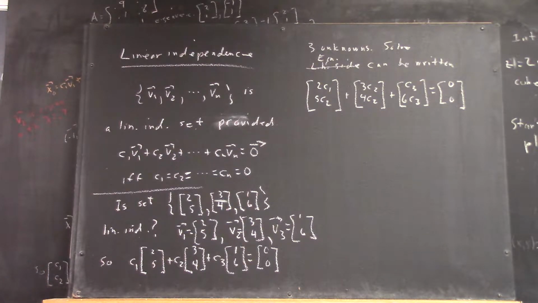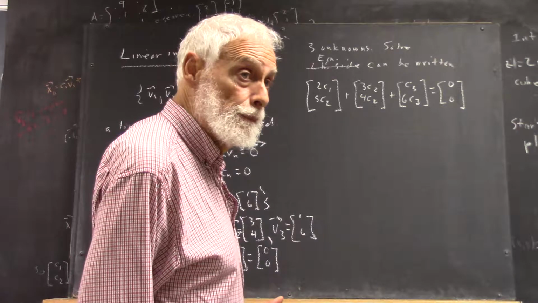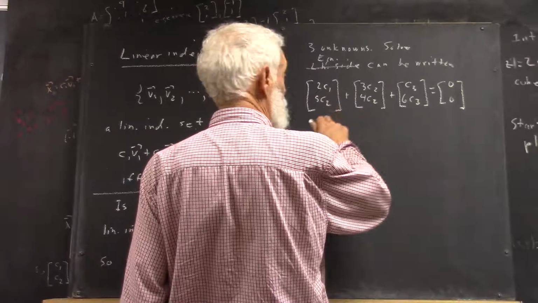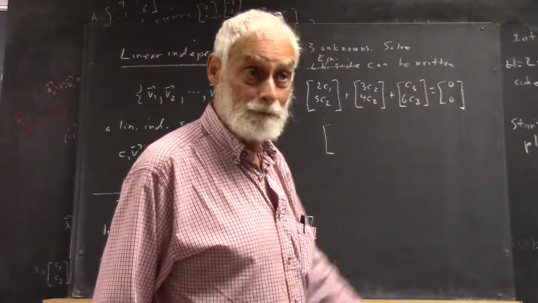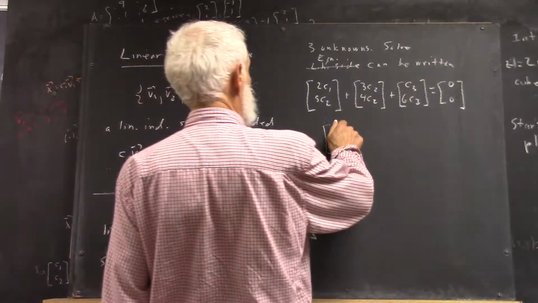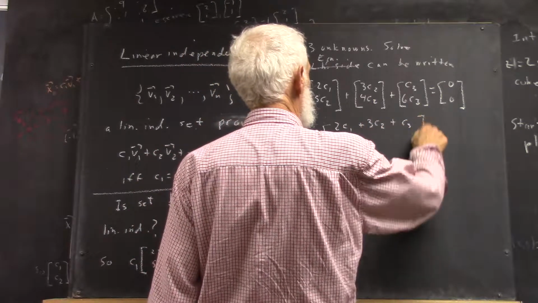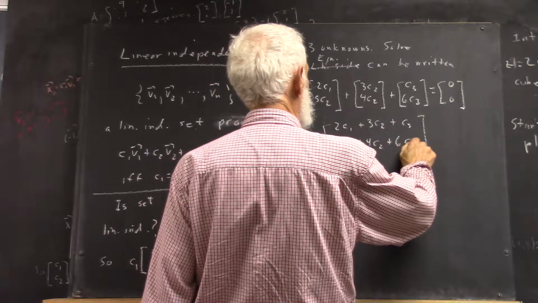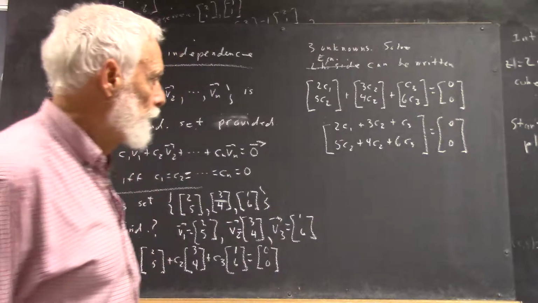And how else could it be written then? Well, can I simplify the left-hand side some way? Well, I got a vector plus a vector plus a vector. I can add the first element and add the second element on through, right? So that gives me 2C1 plus 3C2 plus C3, 5C1 plus 4C2 plus 6C3, equals 0, 0, right?